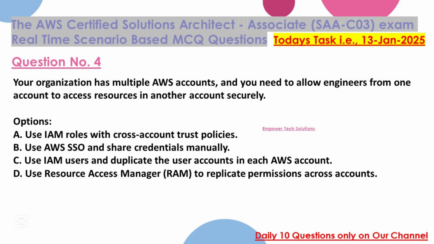Your organization has multiple AWS accounts, and you need to allow engineers from one account to access resources in another account securely. Options: A. Use IAM roles with cross-account trust policies. B. Use AWS SSO and share credentials manually. C. Use IAM users and duplicate the user accounts in each AWS account. D. Use Resource Access Manager, RAM, to replicate permissions across accounts.